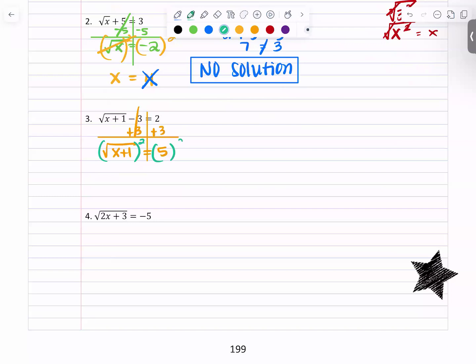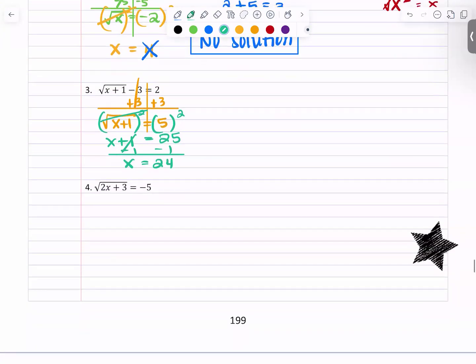You can't move the 1 because it's trapped by the root. So once you get rid of that root, now x plus 1 is free. And it equals 25. Then you can move the 1. Okay, so you can't touch it if it's underneath the root until you get rid of the root. So it's 24. And we can throw it in the check. 24 plus 1 minus 3. Does that equal 2? That's 25. Minus 3 does, in fact, equal 2.